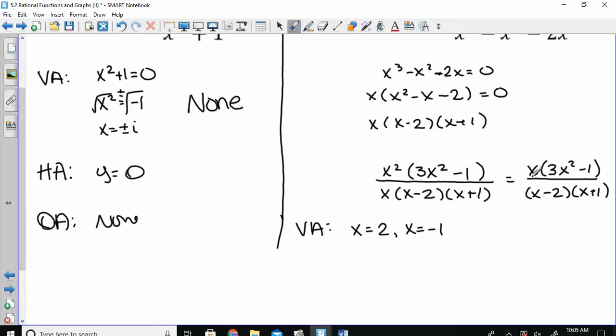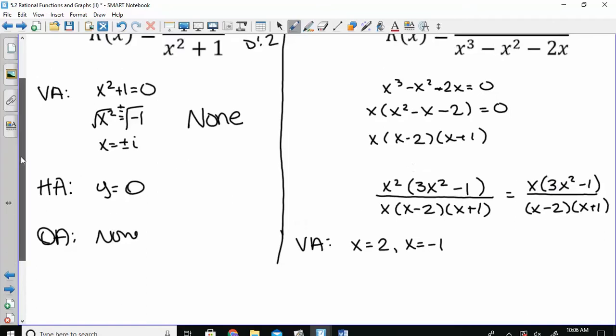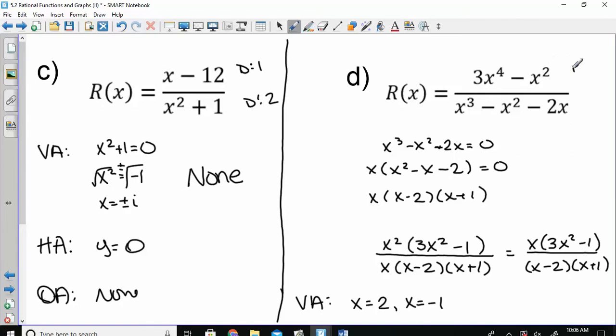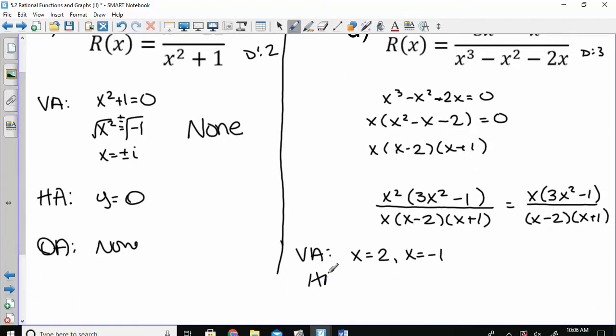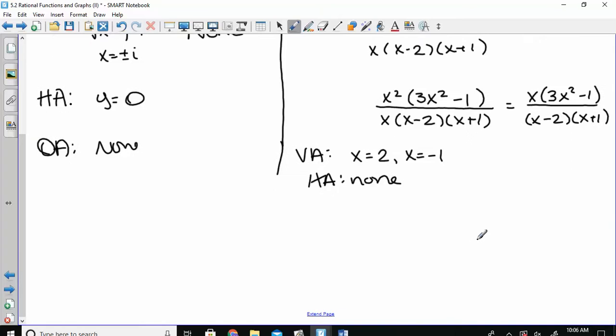Now, as far as finding the horizontal and the oblique, we can look at our factored one. We can look at the original too. If I looked at my original, what's the degree of the top? What's the bottom? So if the top is bigger, that means it cannot be a horizontal. If it's bigger by just 1, that means we have oblique, which is the case here. To find an oblique, we're going to have to do long division, which we did way back in the day. It's been a bit. It is harder than synthetic.